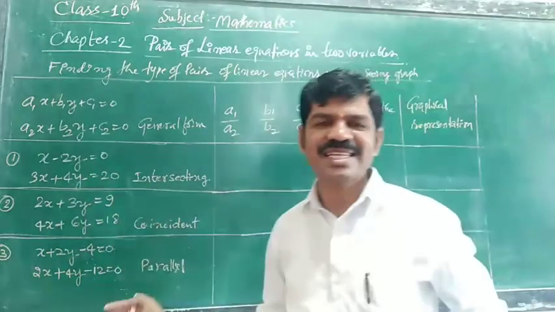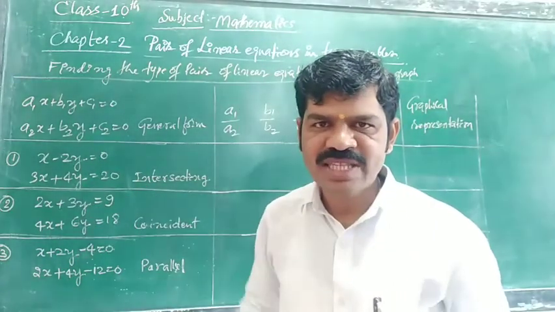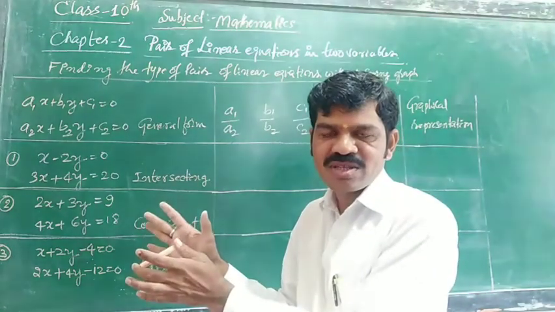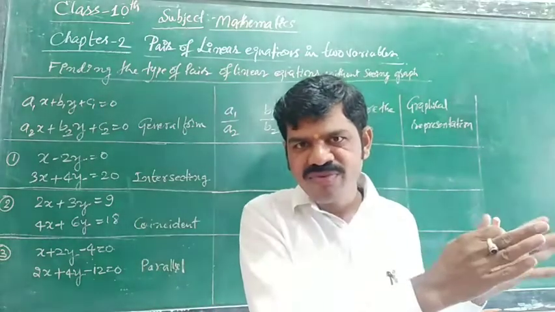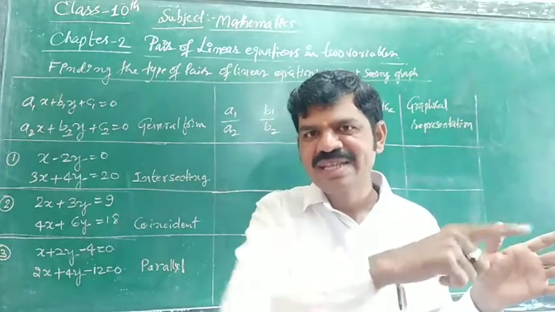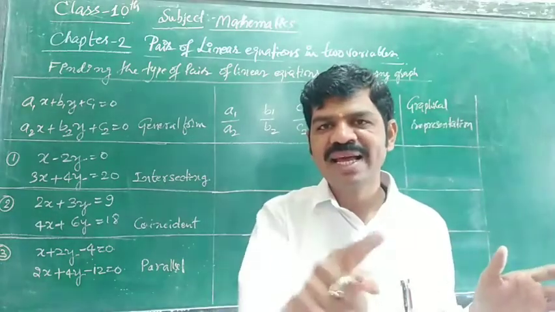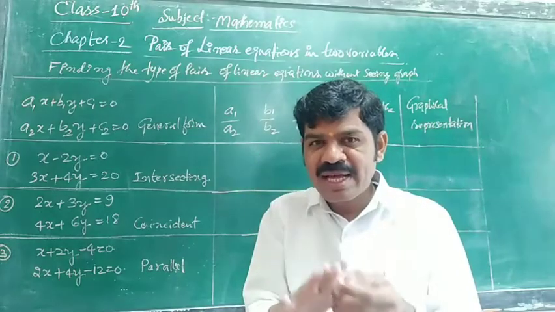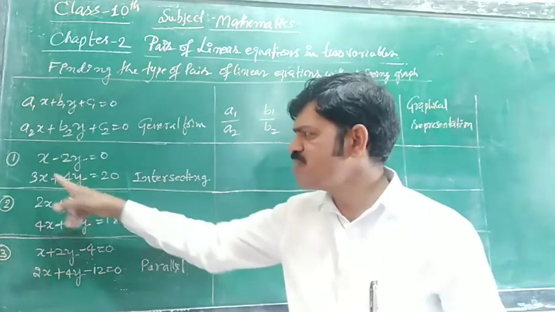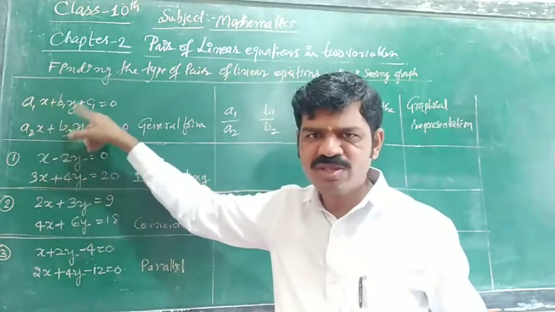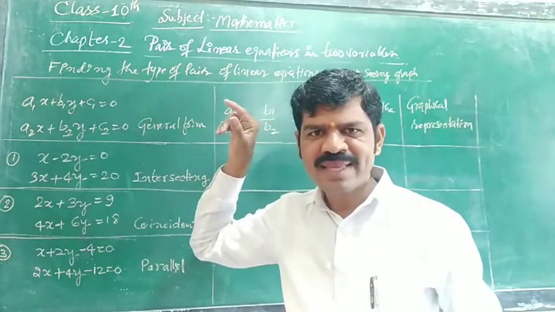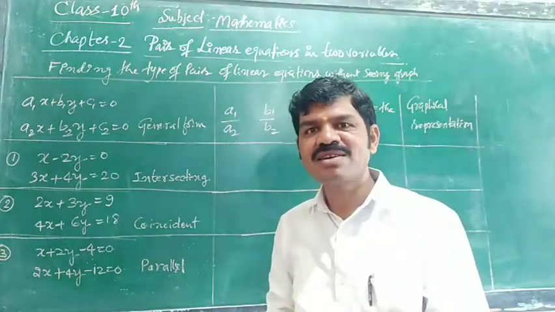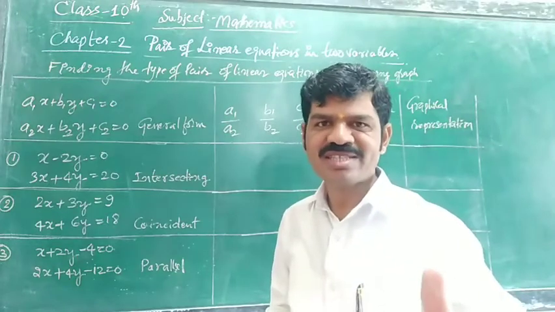So these are the exact 3 pairs of linear equations we have solved, and I have taken this because without seeing the graph, intersecting lines, coincident lines, parallel lines, without seeing the shape and form of the lines, just by seeing the coefficients, a1, a2, b1, b2, c1, c2, by seeing the coefficients, we can judge whether the given lines are intersecting or coincident or parallel.